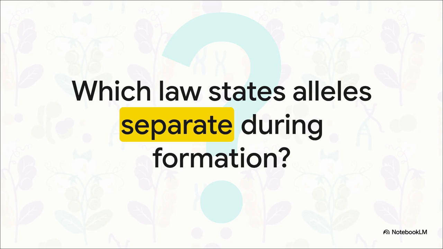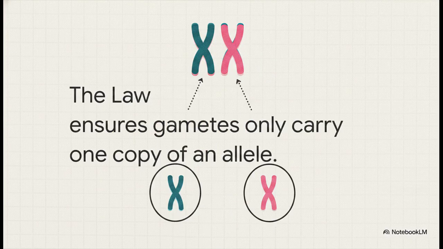Which of Mendel's laws states that alleles separate during gamete formation? Is it A, dominance, B, segregation, or C, independent assortment? Got your answer? The answer is B, segregation. Just like the word implies, the alleles segregate, or separate, which ensures that sperm and egg cells only ever carry one single copy of an allele.